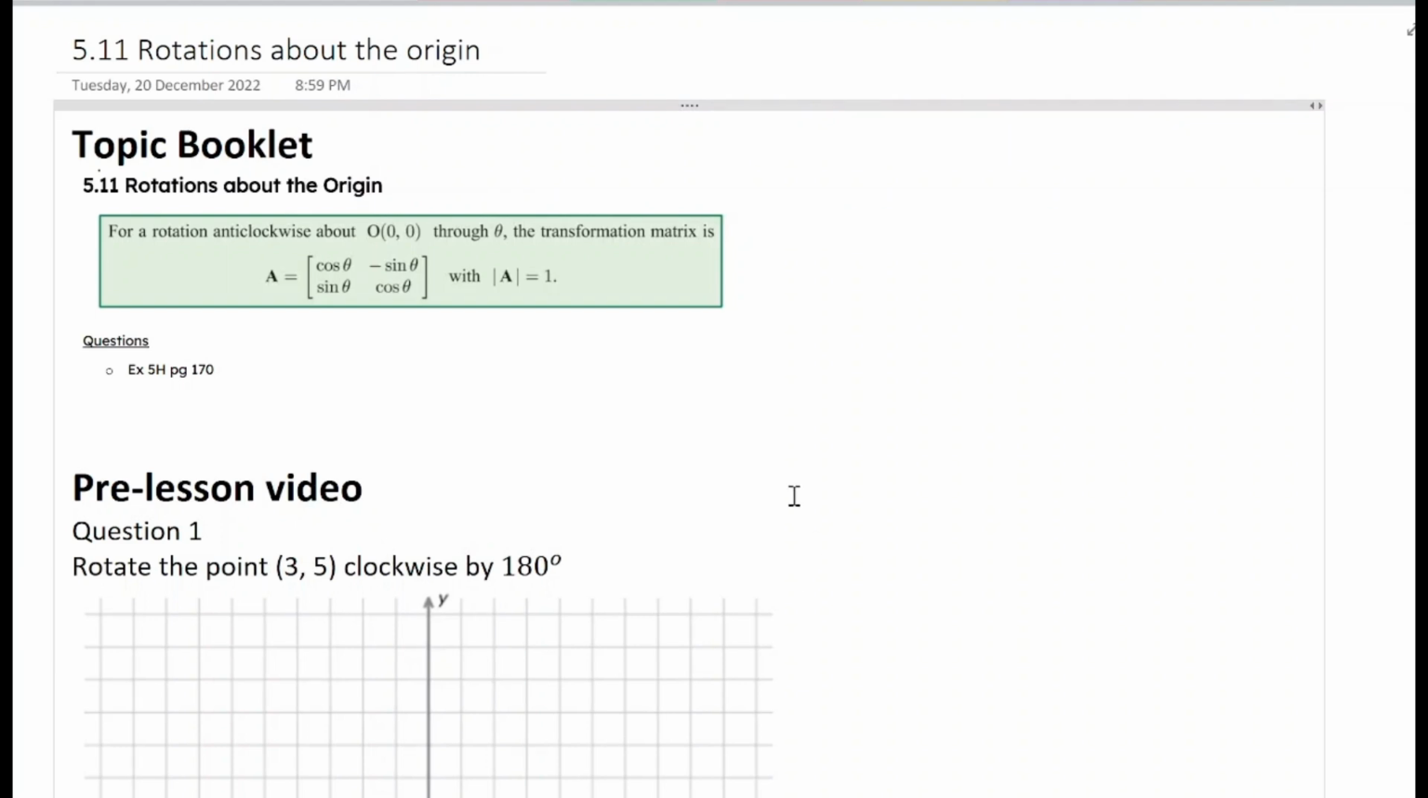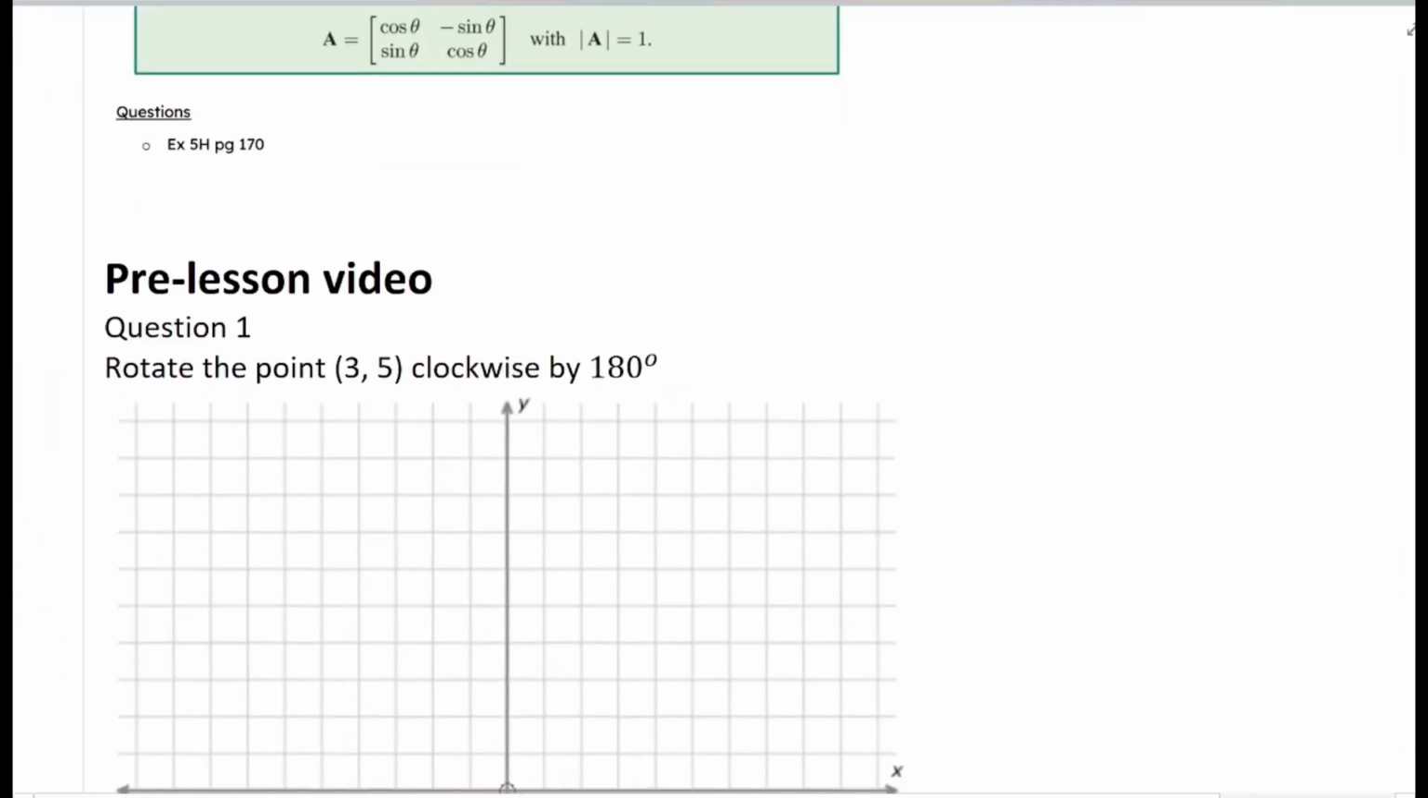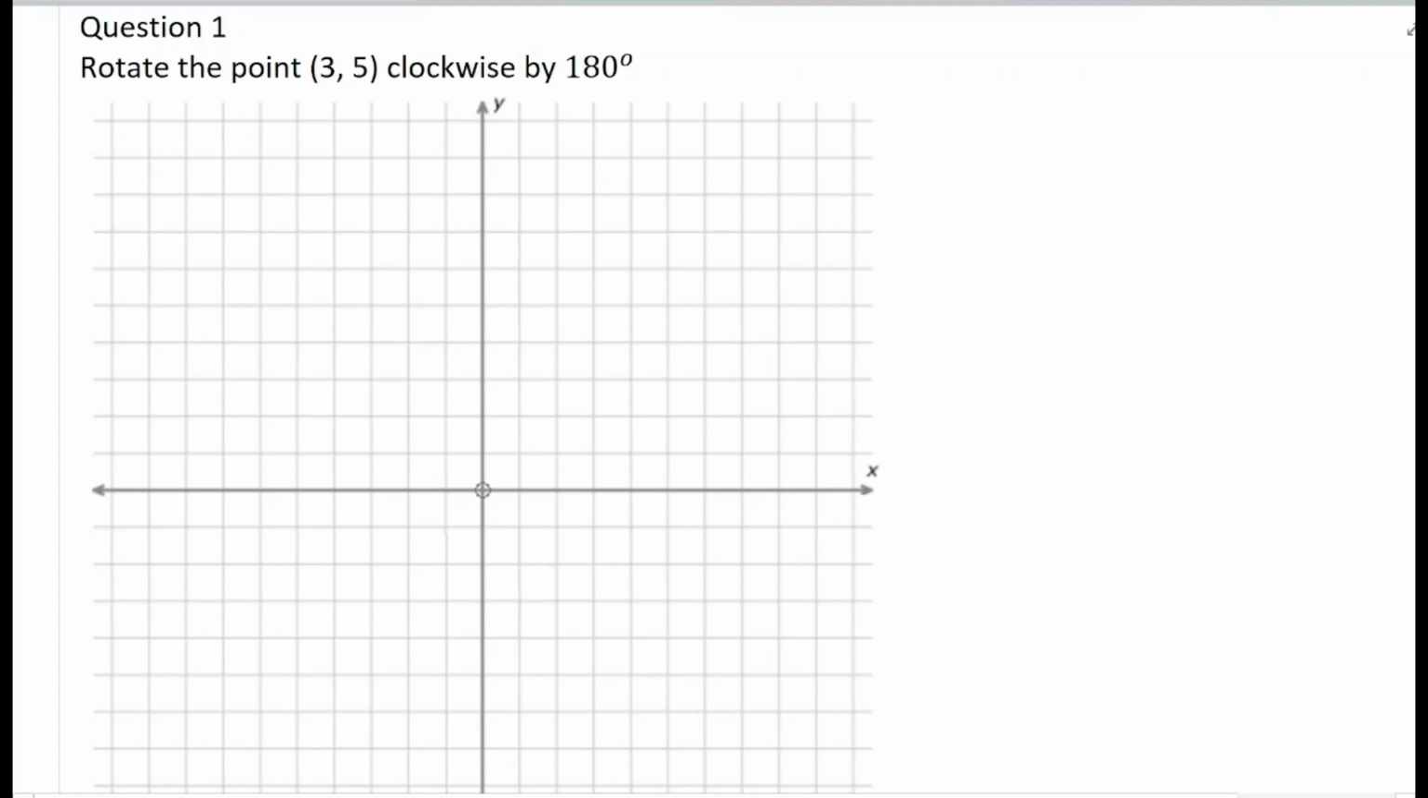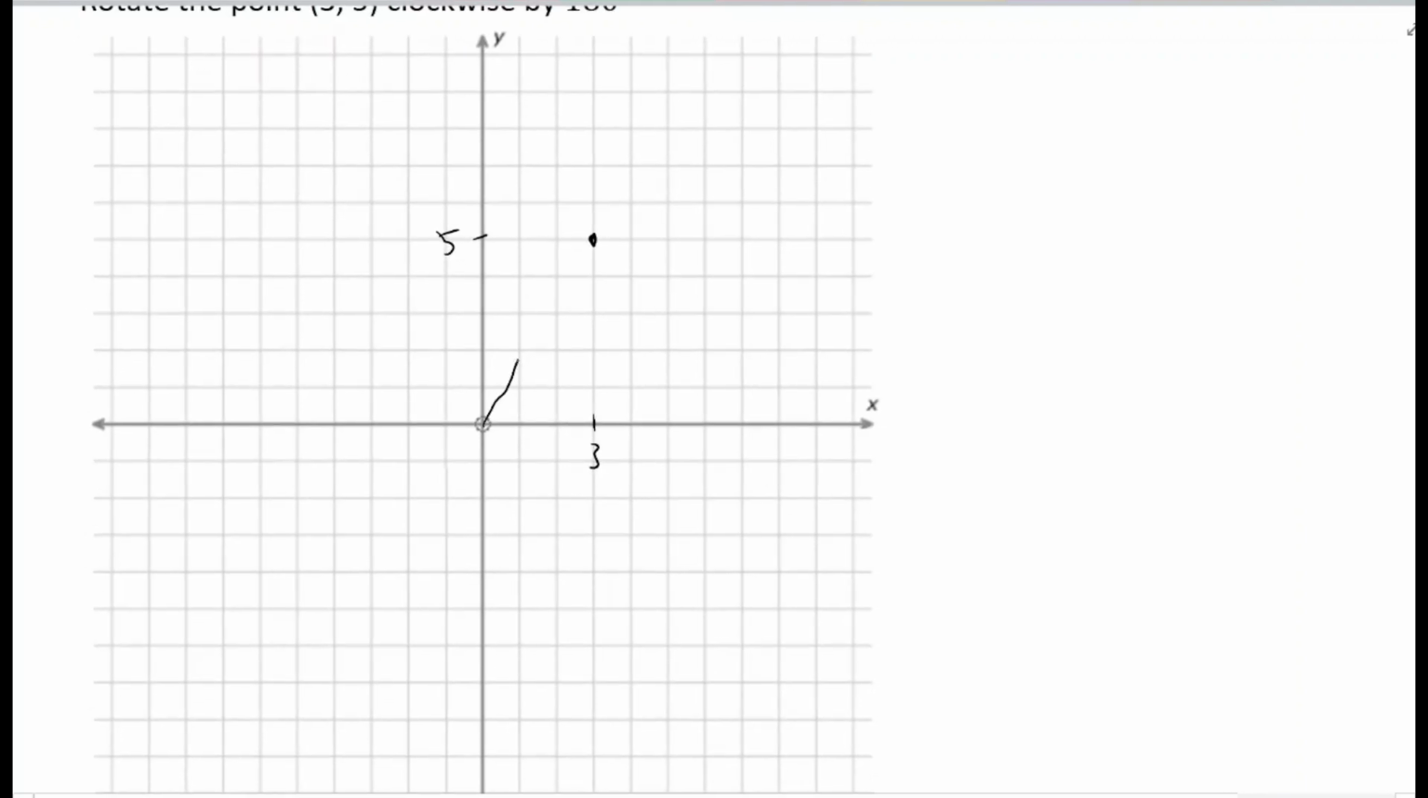Alrighty, in this video we're learning about rotations about the origin. Now I want to start off with a really simple example. We've got this point here, (3, 5), and it sort of looks like this, 3 there, 5 there. So it's sitting right up there. Now if I draw the line out to this point, it's going to look like that.